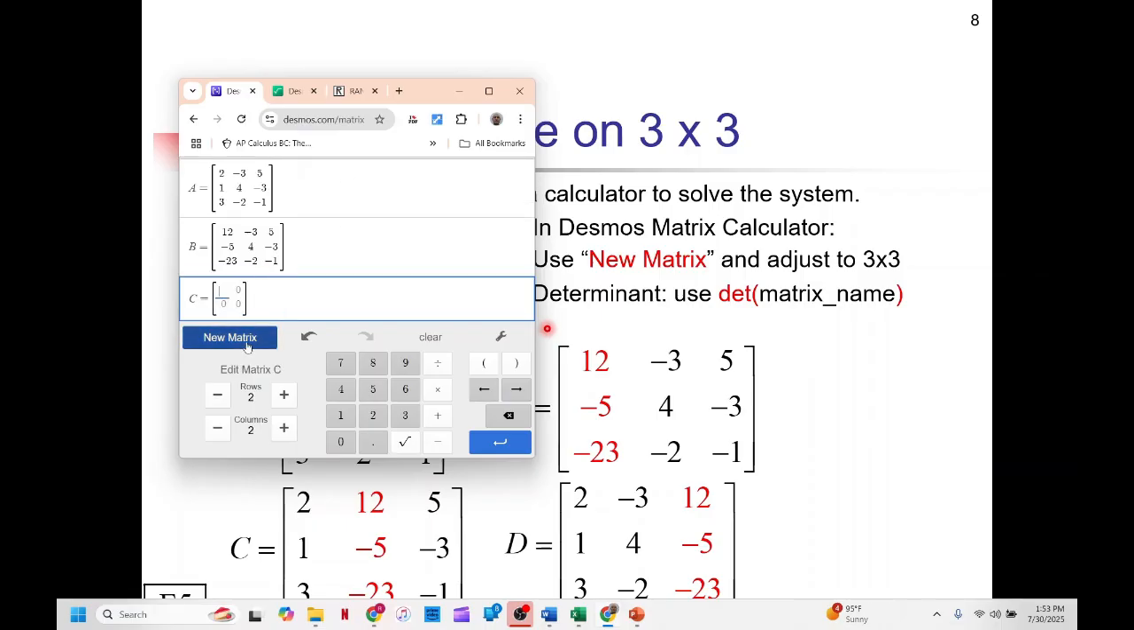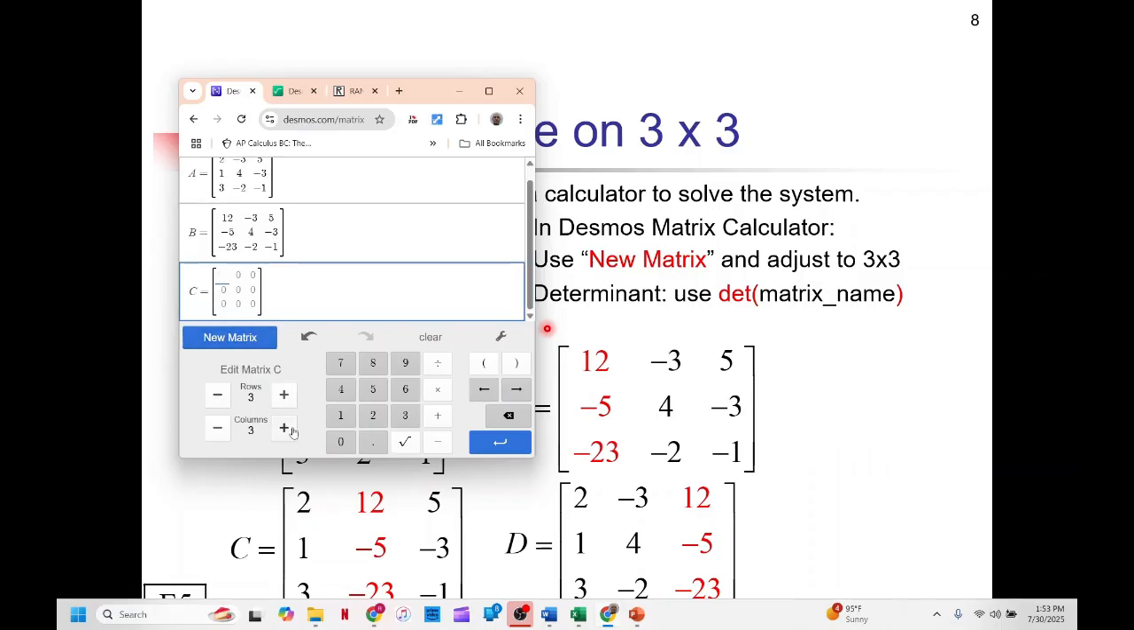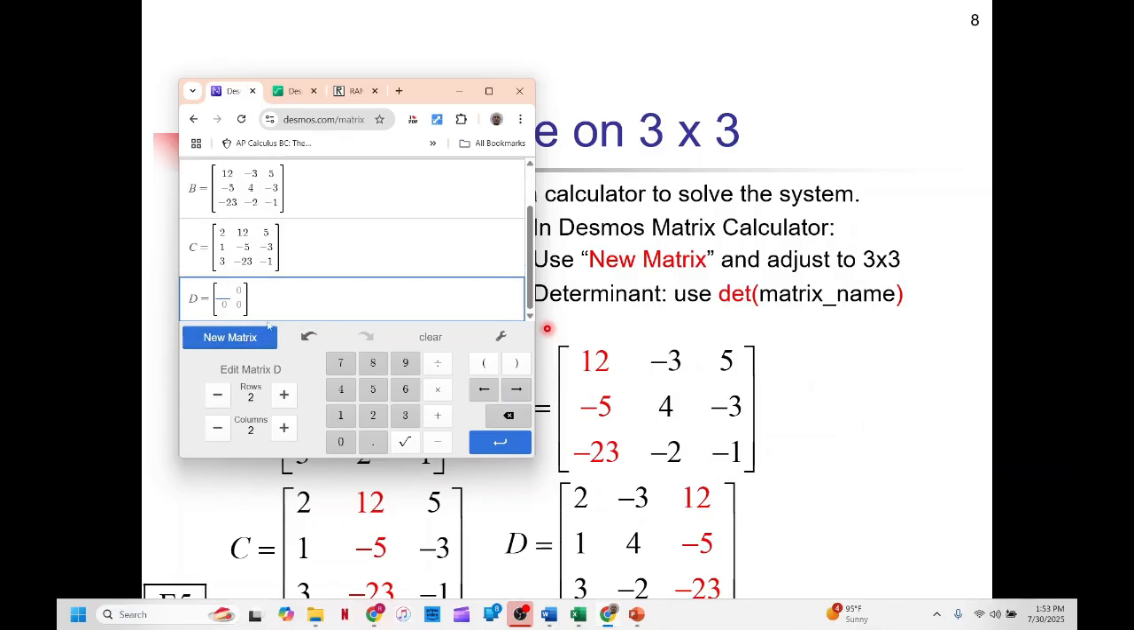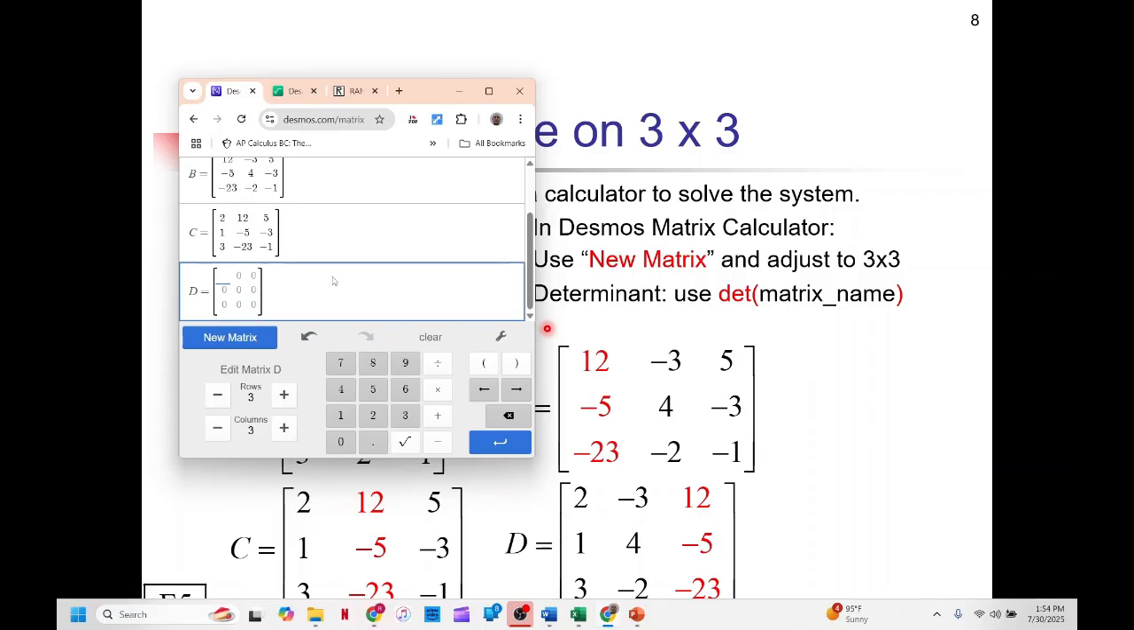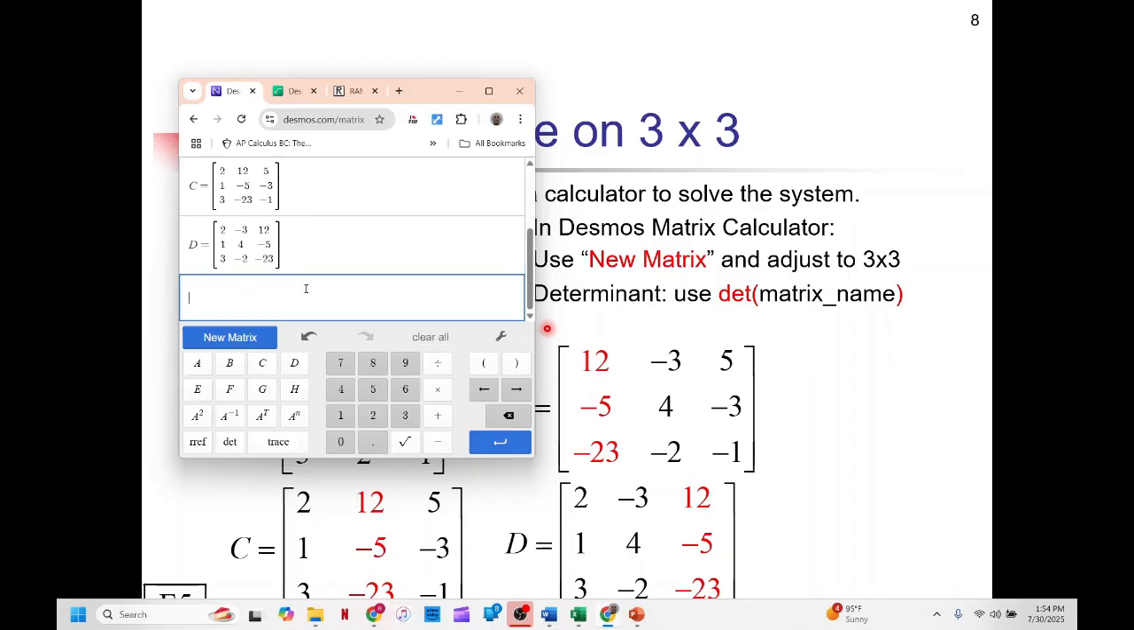Let's make another matrix now, and that'll be our C matrix. Make that 3 by 3. So we've got 2, 12, 5, 1, -5, -3, 3, -23, and -1. The more efficient you get at entering this, obviously, the easier your life is. And then our last matrix, the D matrix, make that 3 by 3. And we've got 2, -3, 12, 1, 4, -5, 3, -2, and -23. All right, so we've got A, B, C, and D all entered. Let's press Enter to get a new line.